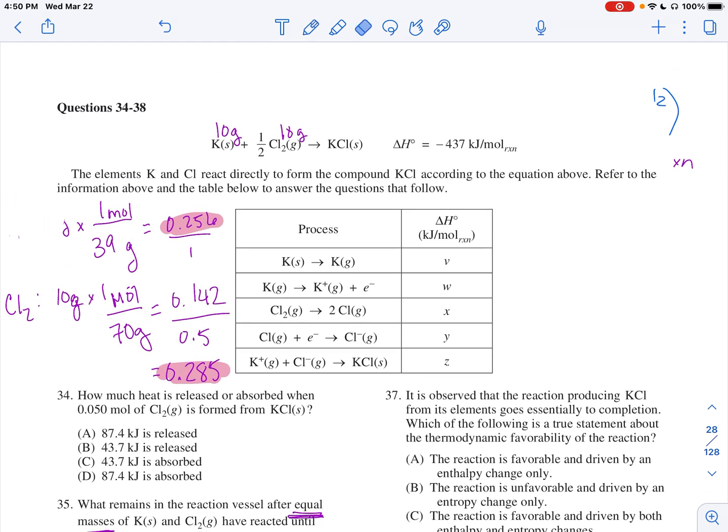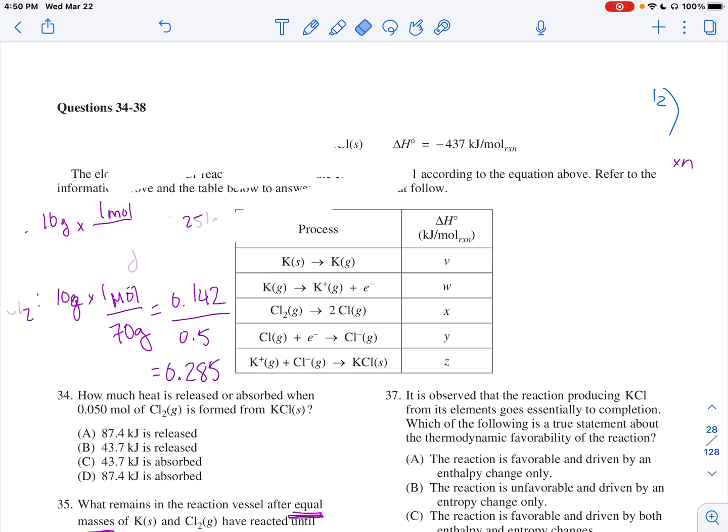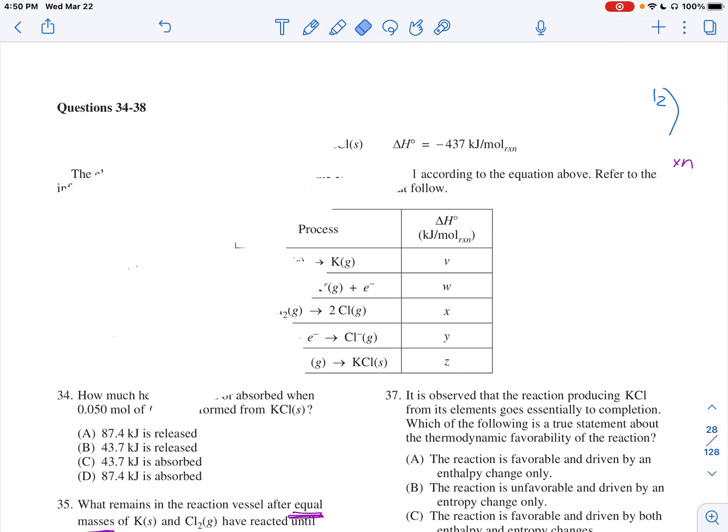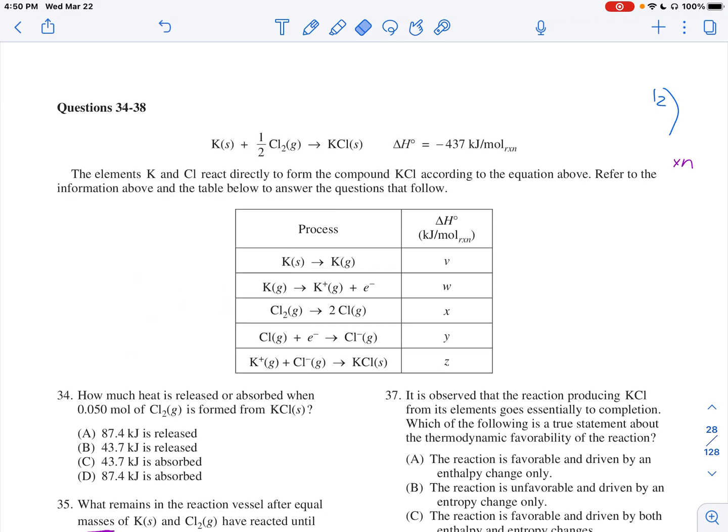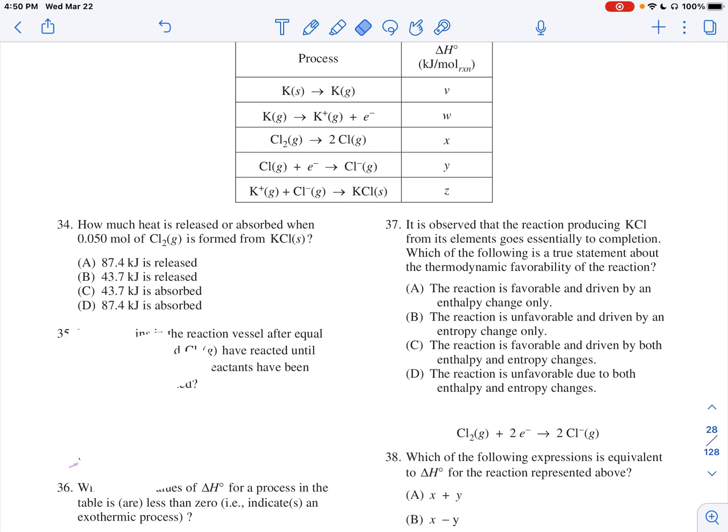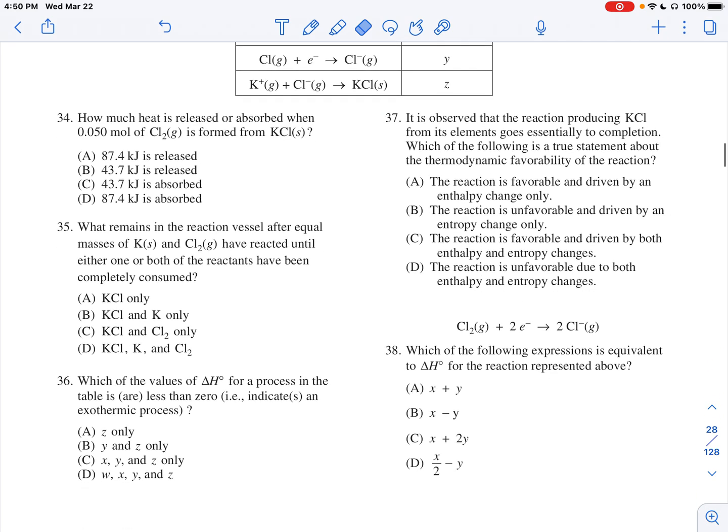Okay, I'm going to erase all this because the next question that was asked was 36, which is the same set of situations. Okay, which of the values of delta H for a process in the table are less than 0, i.e. indicates an exothermic process? Okay, part of this question is testing something very important that hopefully you remember.